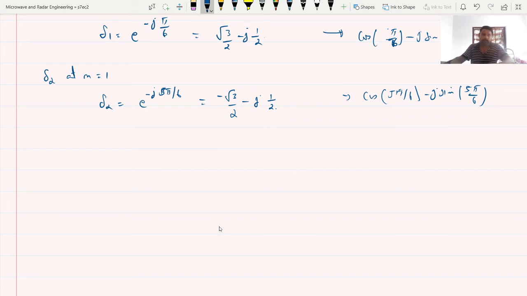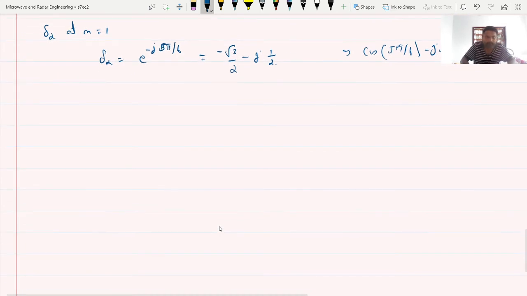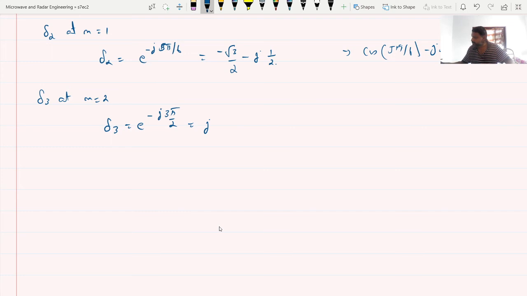Similarly, what you will get, delta 3 at n equal to 2, that will be e raised to minus j 3 pi by 2, that is, I think it is j nearly. Let me see that one.